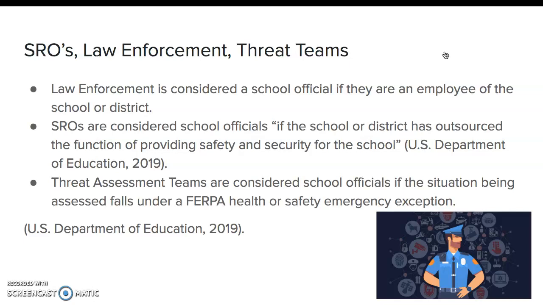When it comes to SROs, law enforcement, or threat assessment teams, law enforcement are considered a school official if they are an employee of the school or district. SROs are considered school officials if the school or district has outsourced the function of providing safety and security for the school to the SROs. And then the threat assessment teams are considered school officials if the situation being assessed falls under a FERPA health or safety emergency exception. So what that means is that these people are allowed to have access to student data and information since they are school officials, depending on the situation and why they would be needing it.